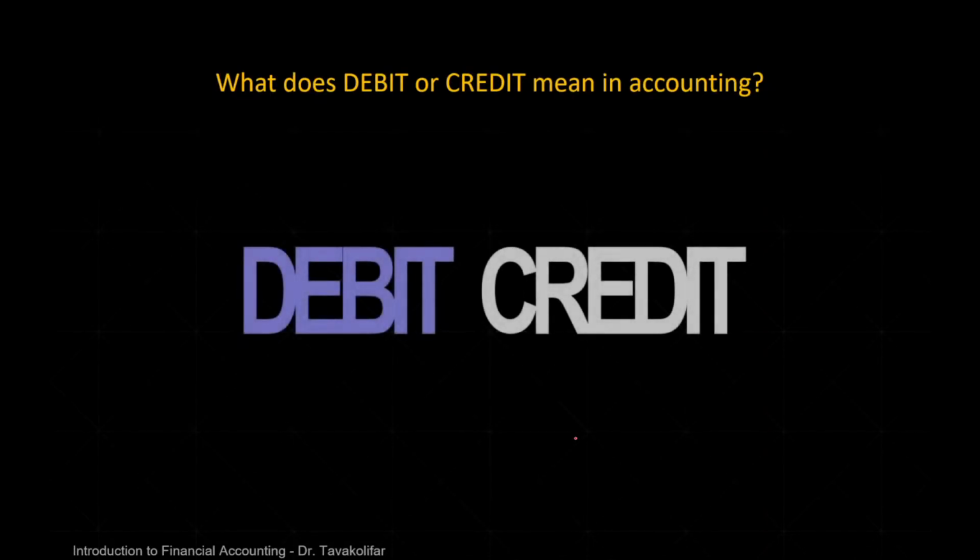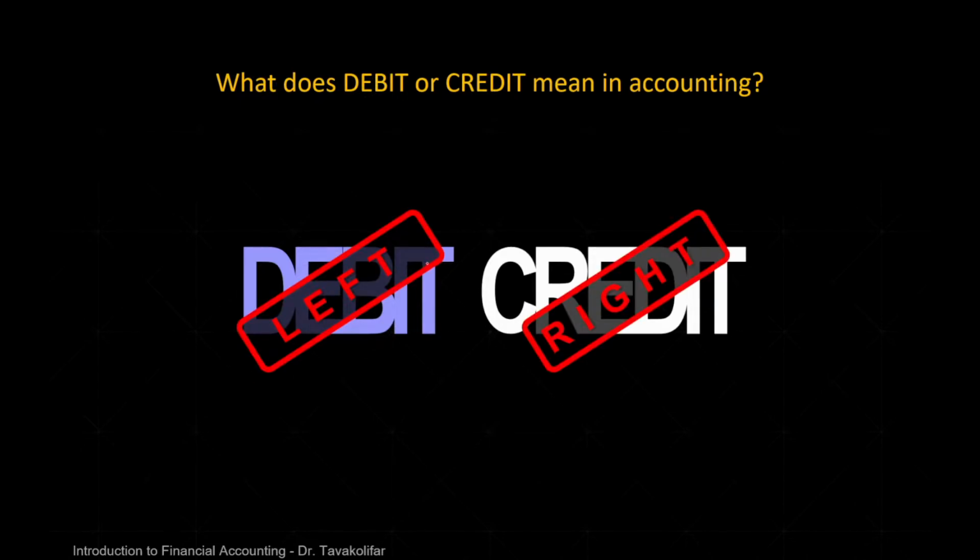So what does debit or credit mean in accounting? Well, they have nothing to do with debit cards or credit cards or any other banking related activities. In accounting, debit simply means left. Credit simply means right. Left and right, as simple as that. So debit is equivalent to the term left, and credit is equivalent to the term right. Nothing more, nothing less. But you may ask, okay, I understand, left and right, easy. But left and right of what? Left and right of an account.